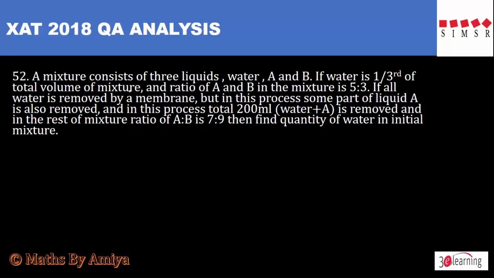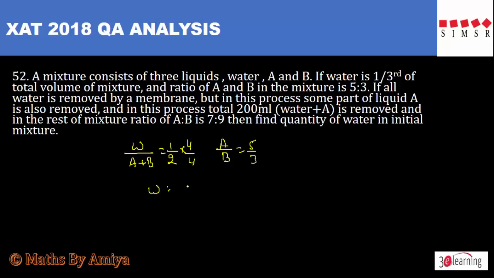Question number 52 is the question of mixture and alligation. I would say please pause the video and read the question. Here the data is water upon total is 1:3. So we can say water upon other 2 is 1:2, and the ratio of A is to B is nothing but 5:3. So now merge the ratio. A plus B is 2, A plus B is 8. So we have to multiply 4 and 4 to make it 8.